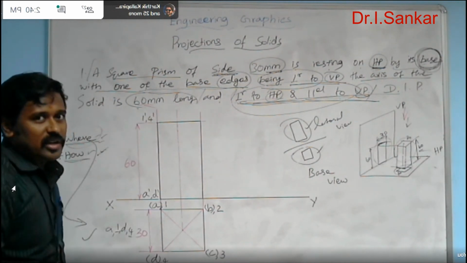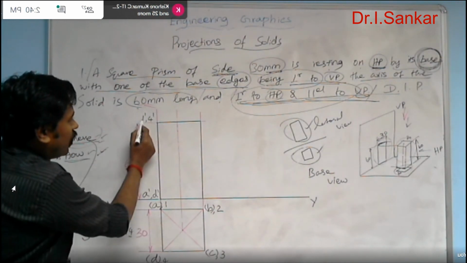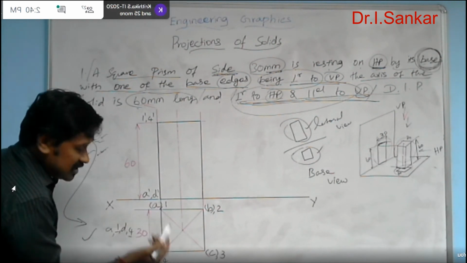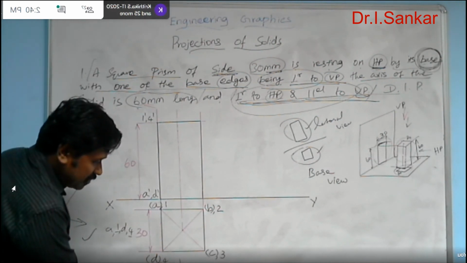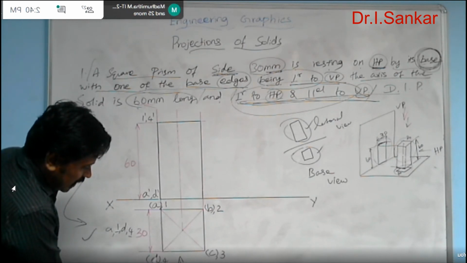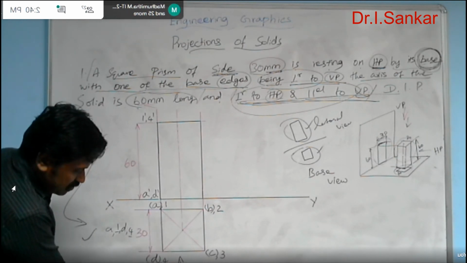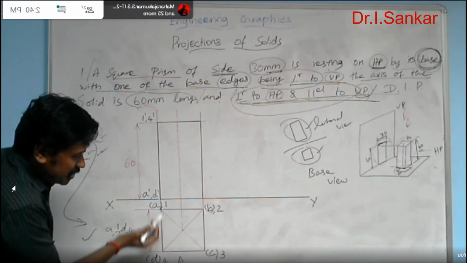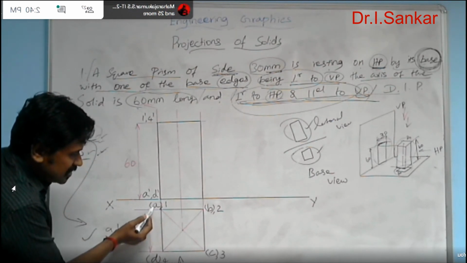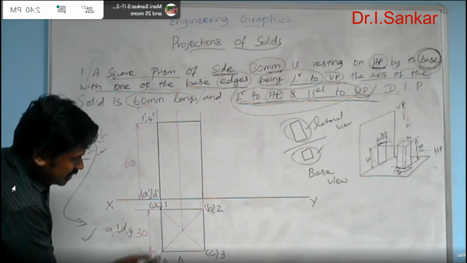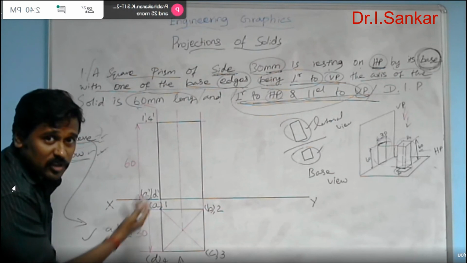Now also a problem is there. Out of 1 and 4, who is visible? Out of A and D, who is visible? This can be decided by seeing the object from the front. D and A, I am seeing it from the front. Who is visible to you? Who is invisible to you? A is invisible to you, so put a bracket for A, and D is visible to you, so leave it without any bracket.